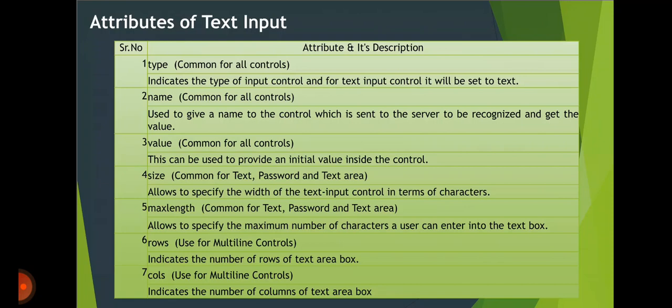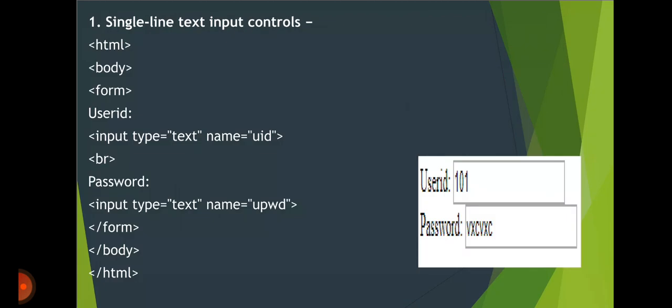Size: common for text, password and textarea, allows you to specify the width of the text input control in terms of characters. Maxlength: common for text, password and textarea, allows you to specify the maximum number of characters a user can enter into the text box. Rows: used for multi-line controls, indicates the number of rows of the textarea box. Columns: used for multi-line controls, indicates the number of columns of the textarea box.